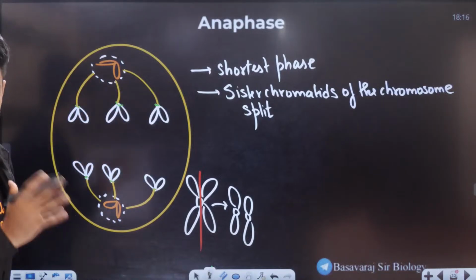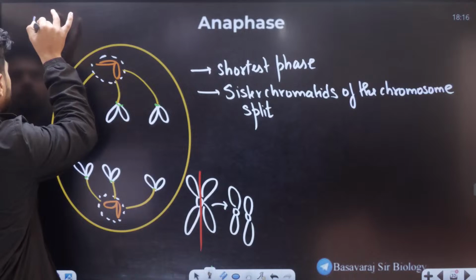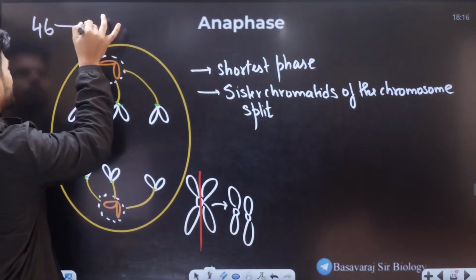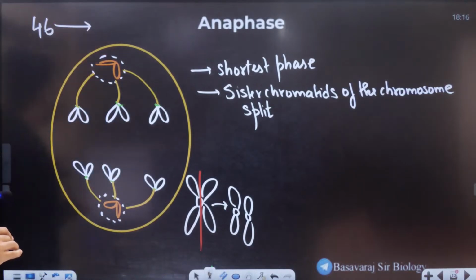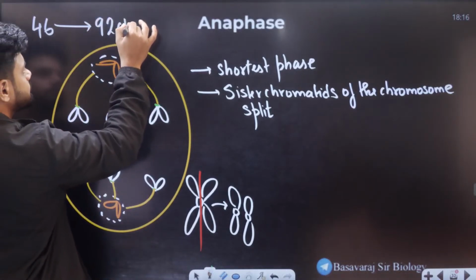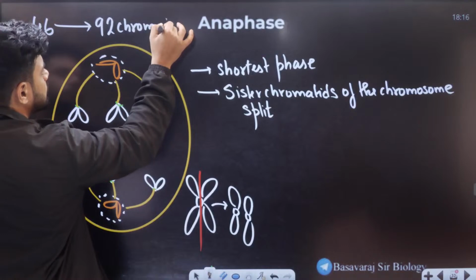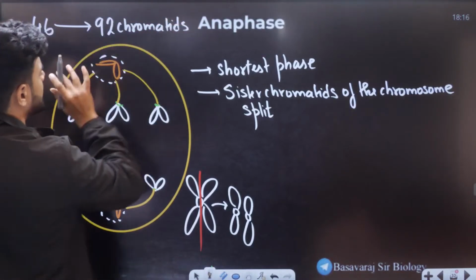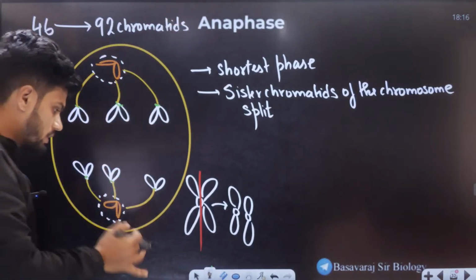Now students, tell me, how many chromosomes do we have here? 46 chromosomes we had. How many chromatids, can anyone remind me? How many chromatids? 92 chromatids in this stage.